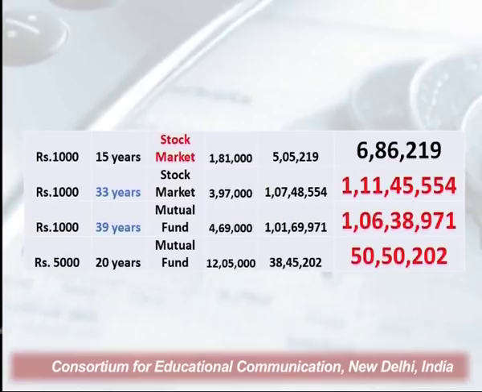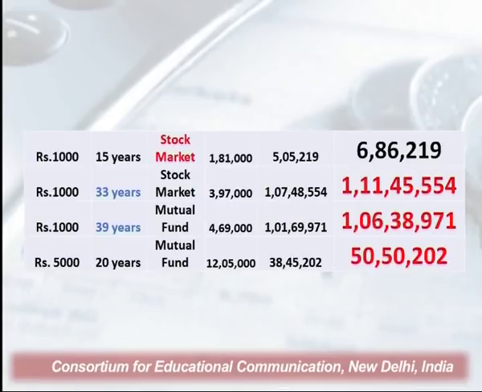So it is just a financial habit. So if you just start saving 1,000 rupees per month for the next 33 years and putting it in the right kind of stocks in the stock market, you can earn up to 1 crore rupees.